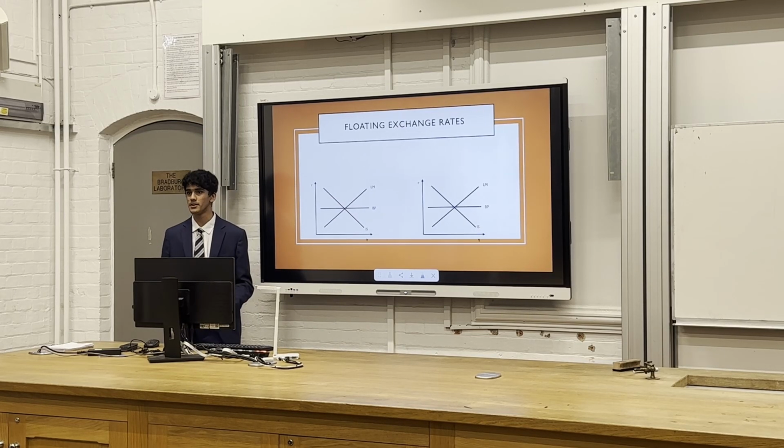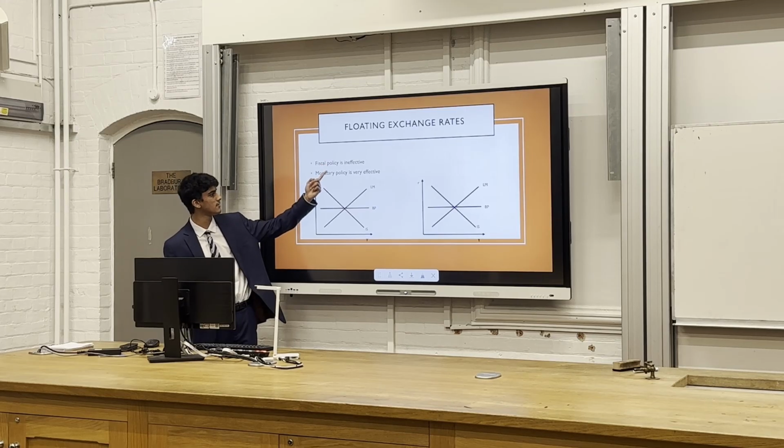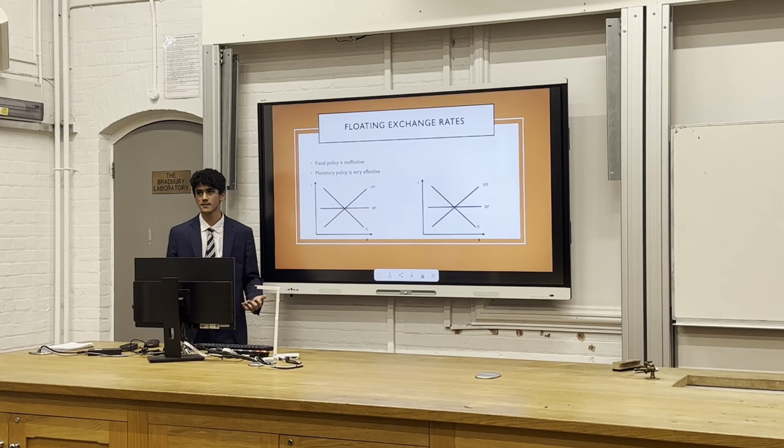However, it's the opposite of floating exchange rates. So floating exchange rates is where the value of one currency in terms of another can be allowed to change depending on supply and demand for the currency. So in this case, the roles are reversed. Fiscal policy becomes completely ineffective, and monetary policy becomes really effective because currencies can appreciate or depreciate.